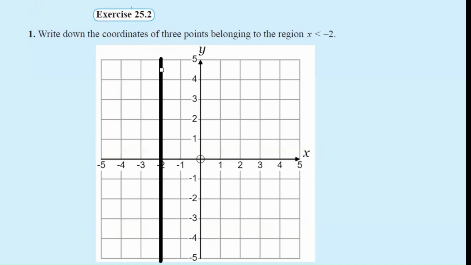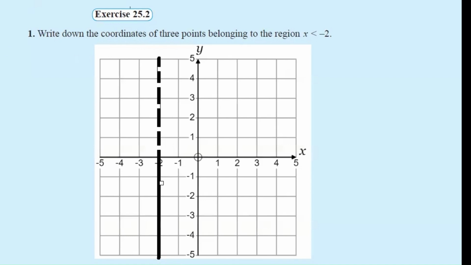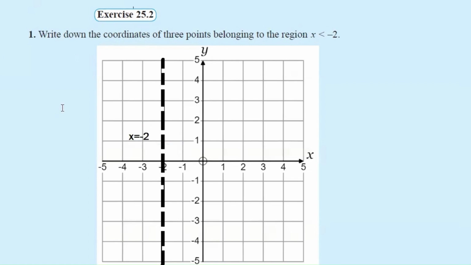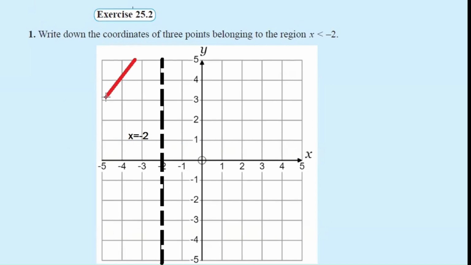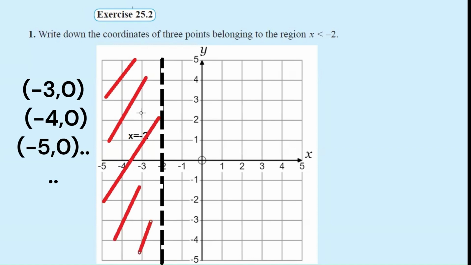Since the inequality says less than, use a dotted line to draw the straight line. Name it x equals minus 2. When x is less than minus 2, the answer should be on this side, so you can shade that side. It asks for the coordinates of 3 points, so you can pick any 3 coordinates from that side. I have taken these 3 points as answers.